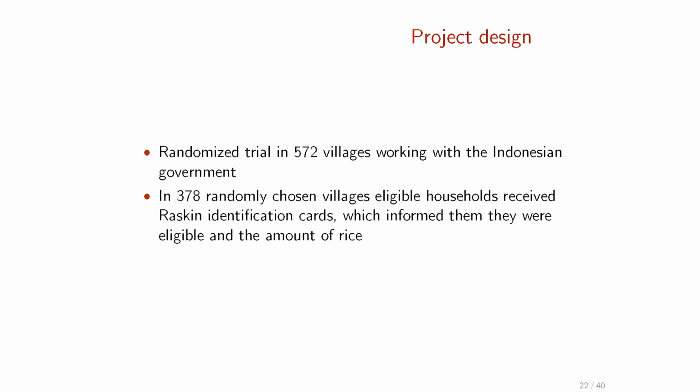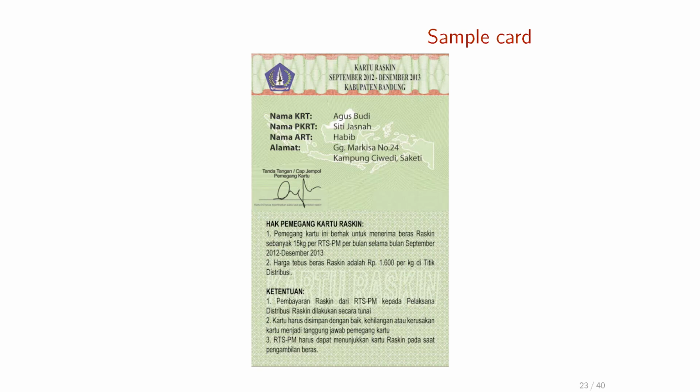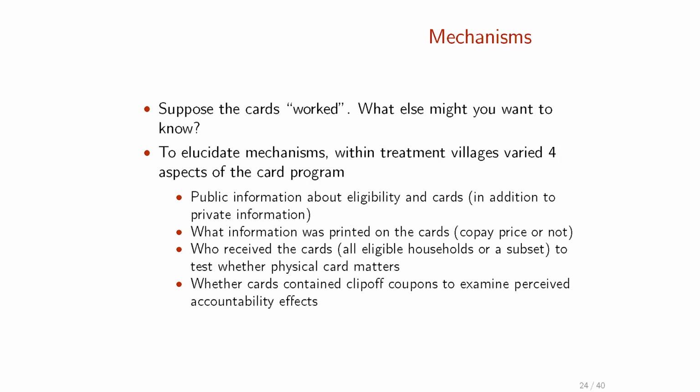So they set up this randomized trial in 572 villages. In 378 of them, randomized at the village level, people would get a card which informs them that they are eligible and for how much rice. So that's the card they are getting. They have their names saying that you're eligible, and then how much rice you're eligible to get. That's the basic thing of the card, very simple. So the government is interested in distributing this thing.